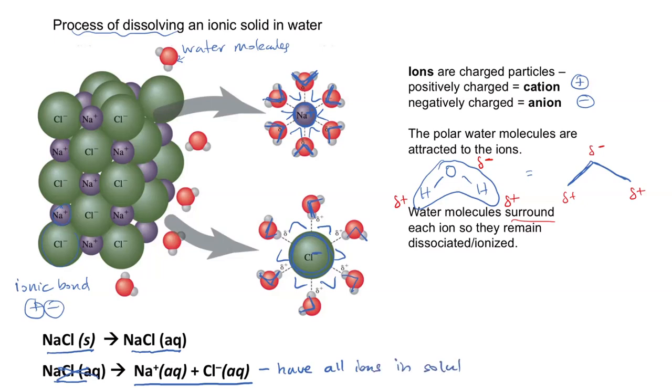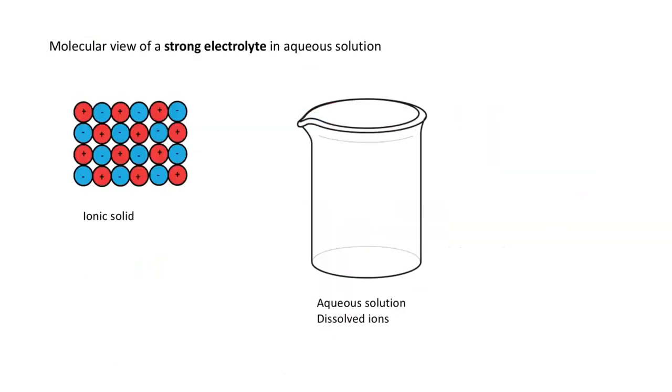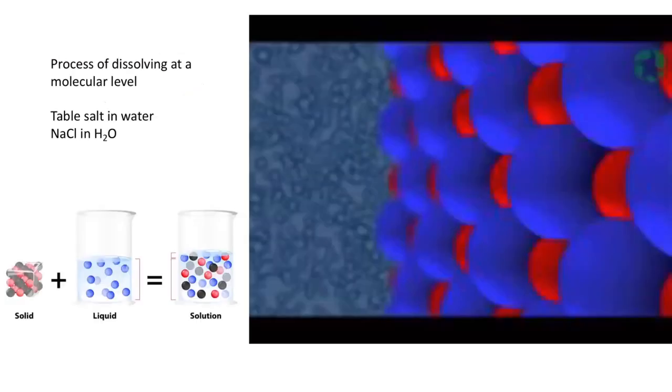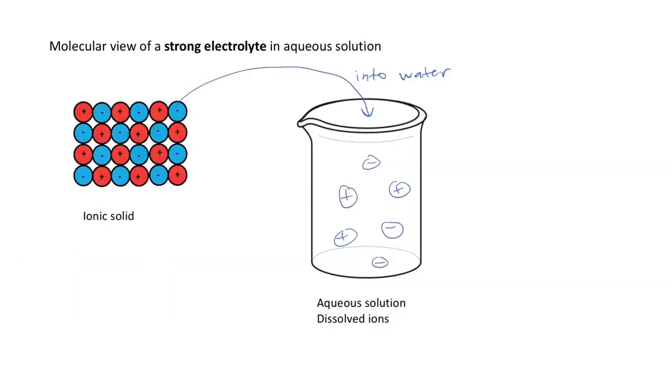And so that makes this a strong electrolyte. Okay, and so the strong electrolyte molecular view is you start off with an ionic solid. And then when you put this into water, the water will cause these ions to separate. And this is what the molecular view of the ionic compound, once dissolved, is like. Those water molecules surround each ion.